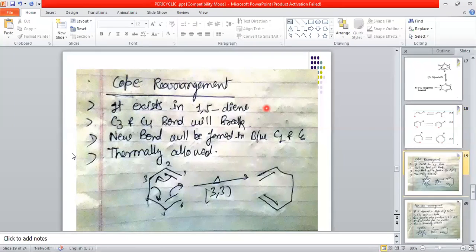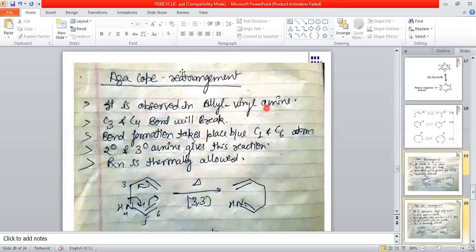Okay, so this one was for the Cope rearrangement reaction. Here you have to learn that this reaction exists in 1,5-diene only. Now the next one is the Aza-Cope rearrangement reaction. What is the Aza-Cope rearrangement reaction? As the name indicates, aza means wherever a nitrogen group is present, that is called the Aza-Cope rearrangement reaction. This one is similar to the Cope rearrangement reaction, only there is a nitrogen atom present.